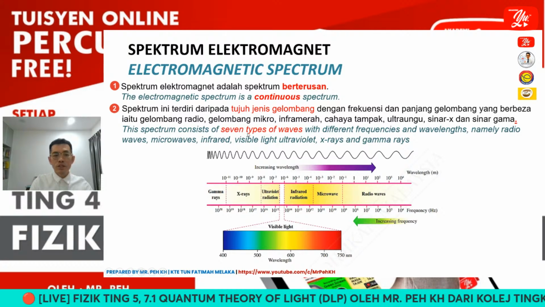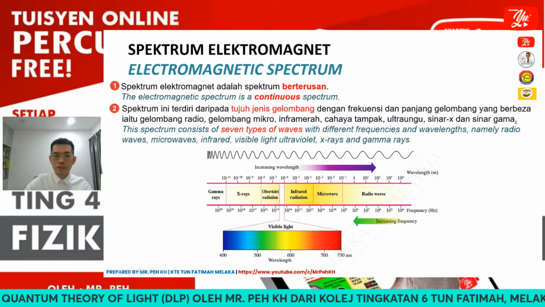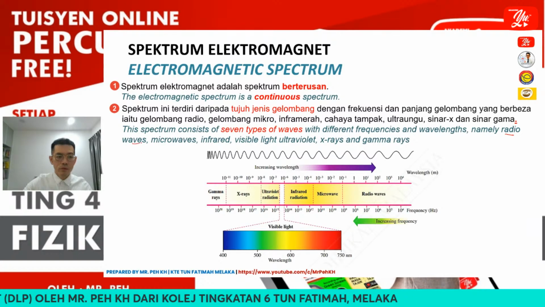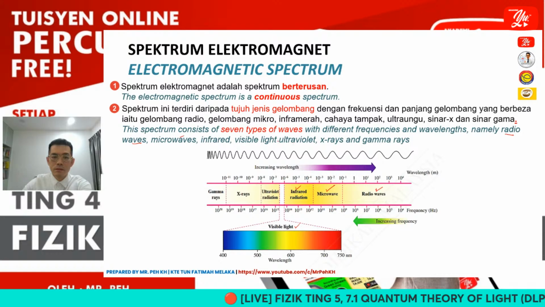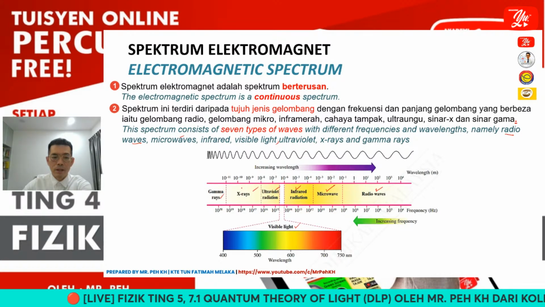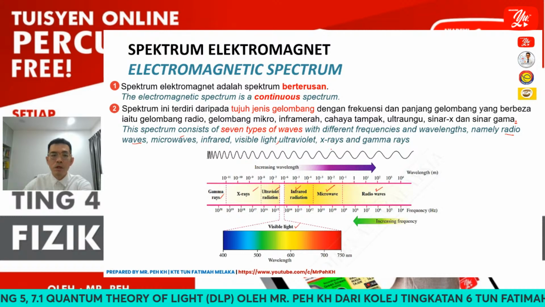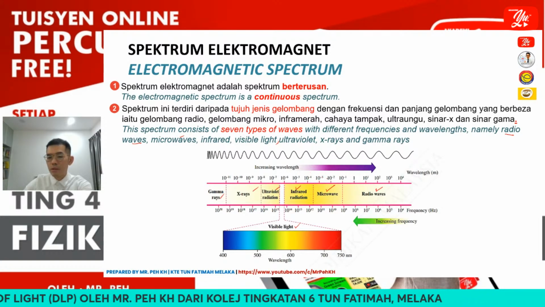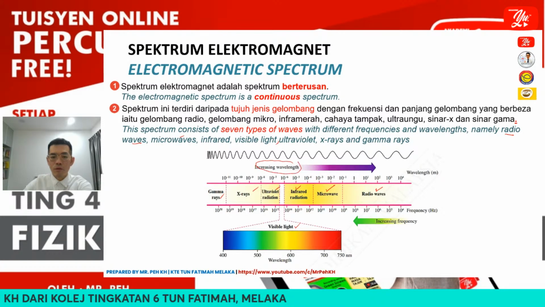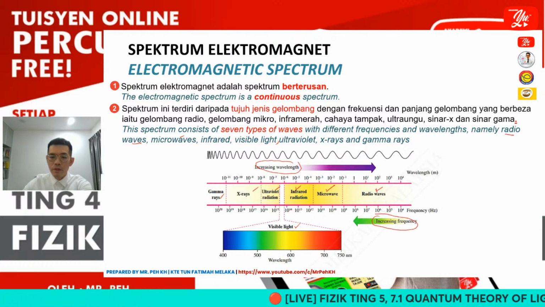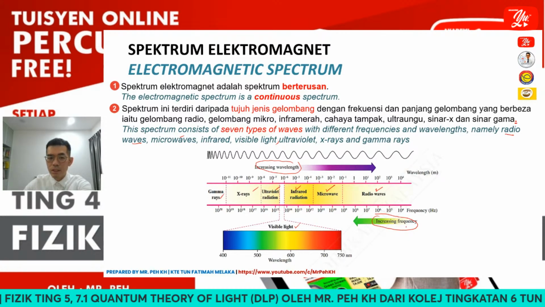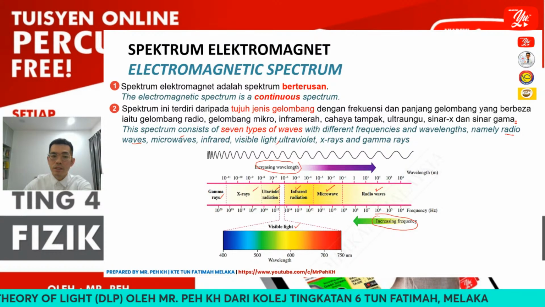In this spectrum, it consists of 7 types of wave. First is radio wave. Second is microwave, infrared radiation, visible light, ultraviolet ray, X-ray, and gamma ray. The spectrum is arranged in increasing wavelength, or you can use another parameter, frequency. The radio wave has the lowest frequency and longest wavelength.